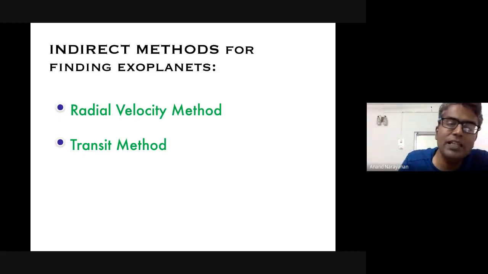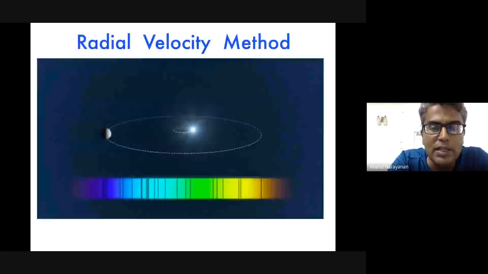In this presentation, we will be spending most of our time trying to understand this radial velocity method and transit method. So first, let's look into radial velocity method. The underlying principle behind radial velocity method is very easy to understand.